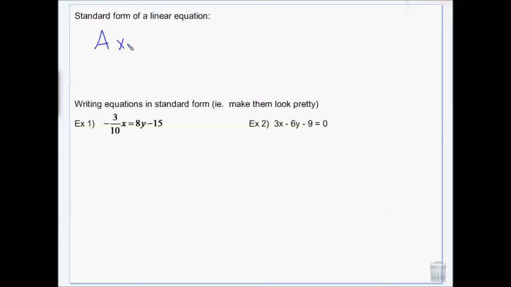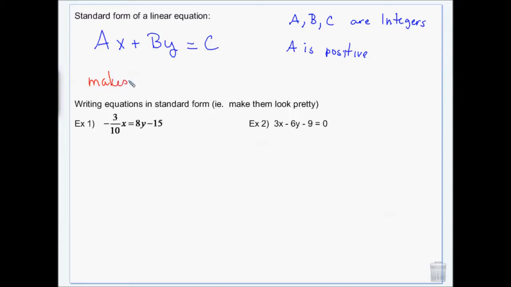Standard form is Ax plus By equals C, where A, B, and C are integers, and A is positive. That is the standard form of the equation, and the whole point is it looks pretty. We want to make these look pretty, so we're going to put them in standard form.